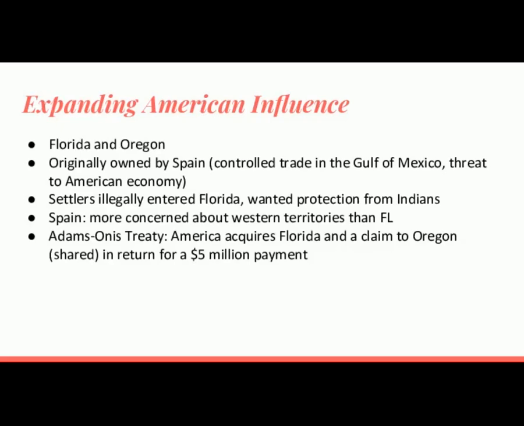So what they do is they have what's called the Adams-Onis Treaty, which if you go ahead and highlight that, that's John Quincy Adams, by the way. They sell this treaty, which basically allows us to acquire Florida. And we also share a claim to Oregon. We'll talk about acquiring Oregon later, but mostly you need to know about this with Florida. So just know that the Adams-Onis Treaty acquires Florida.